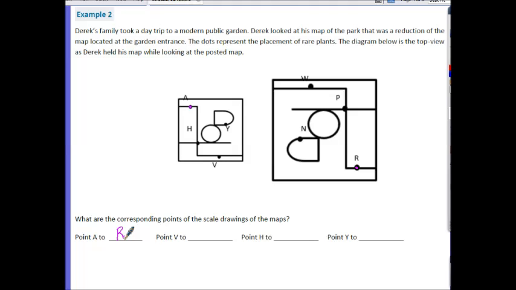For point V, here is point V, and this one is on a much longer section and then takes a sharp right. And so as I look at this map, I can see that W corresponds to that. There's a long section and then a sharp right. So V corresponds to W.